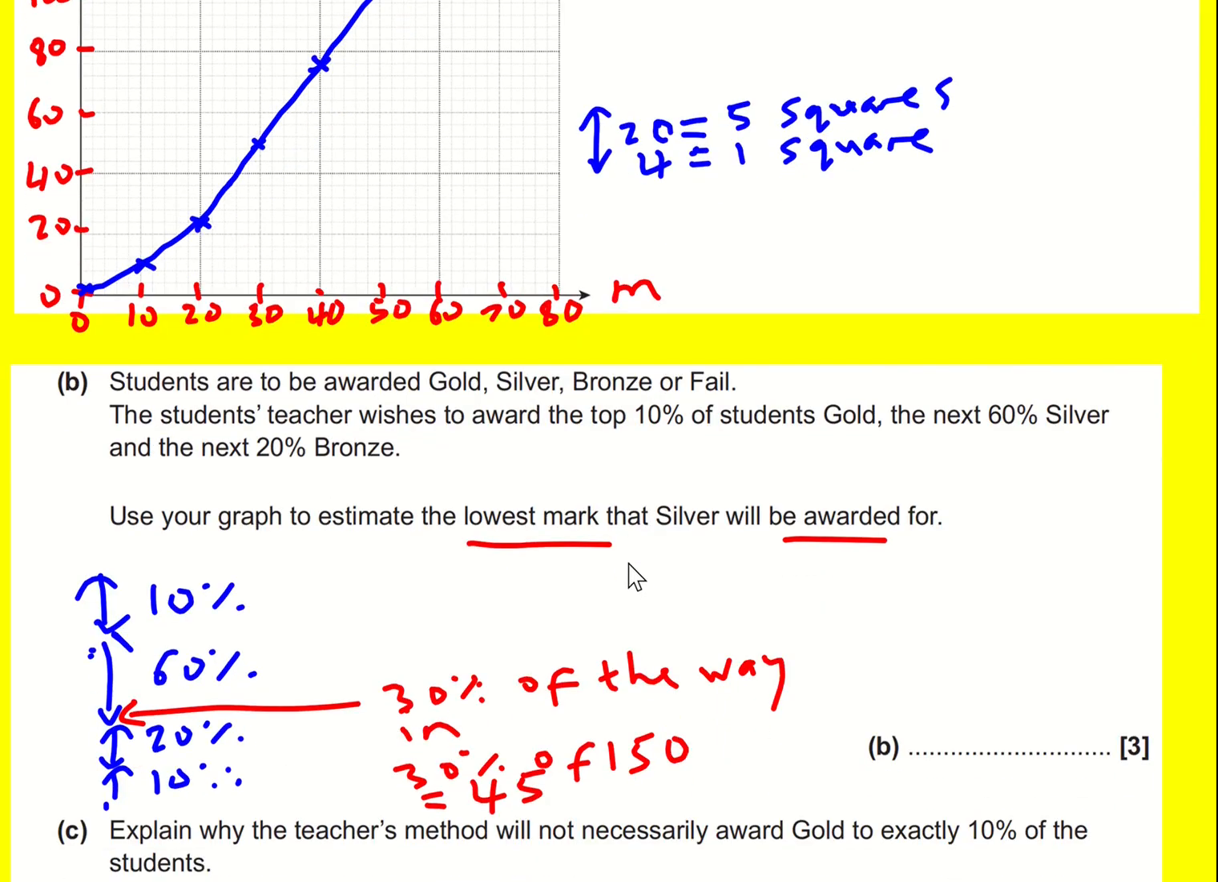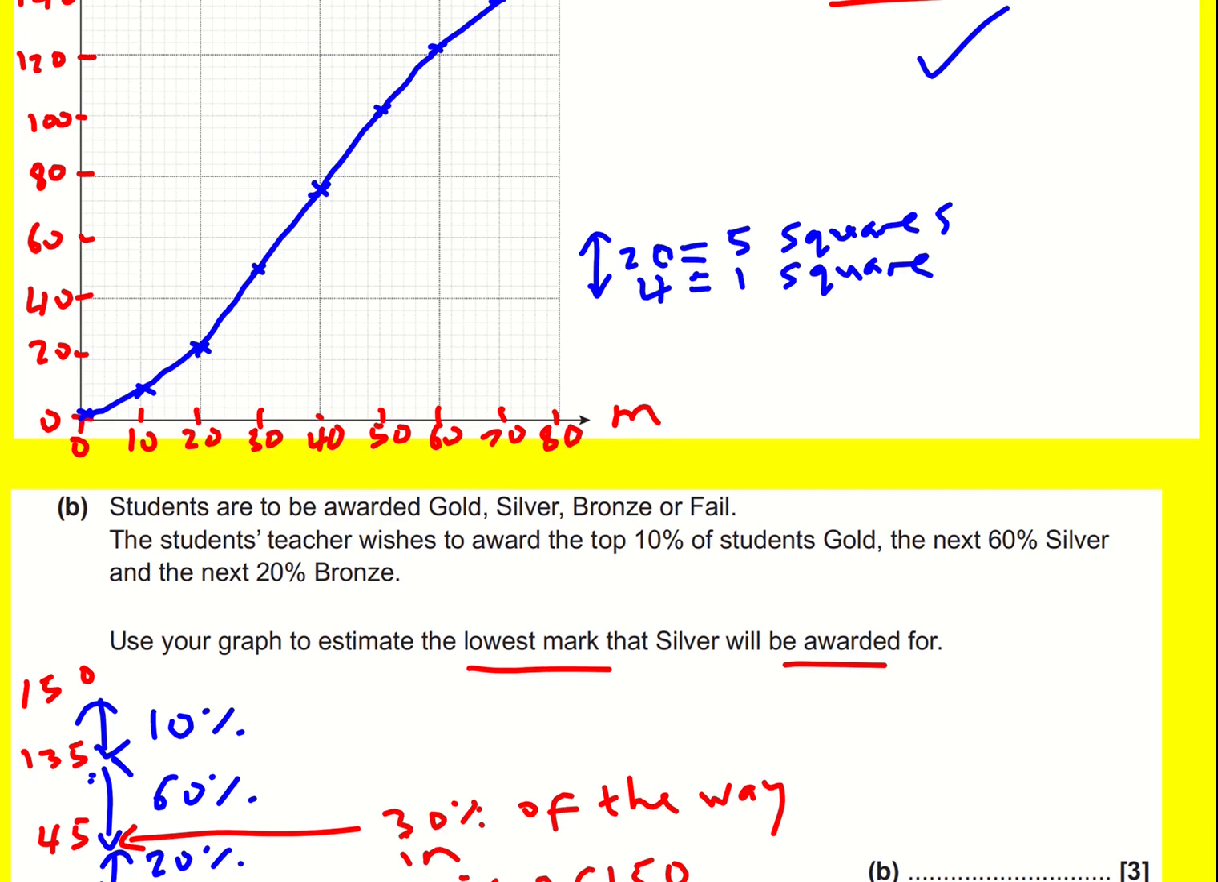The way I originally did it is I found out what 10% was and worked out that that was 15, and so if I've got 150 here, it's going to be the 135th person as the start of silver, and then I worked out that 60% of 150 is 90, so then I did 135 minus 90, and that also gave me the 45th person. So I've done a bit more than I need to, but as long as you can do things like this, then that's what the question is looking for. So it's going to be the 45th person in.